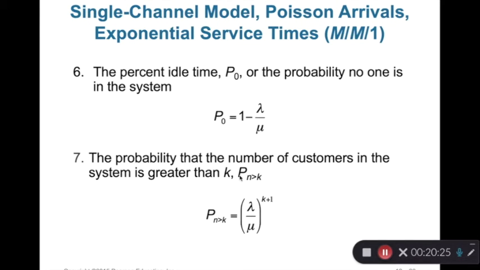Number seven, the probability that the number of customers in the system is greater than k, P of n greater than k. So we use this formula: lambda divided by mu, exponent of k plus 1. Be careful here, this is k plus 1.